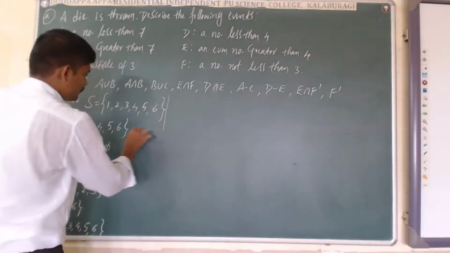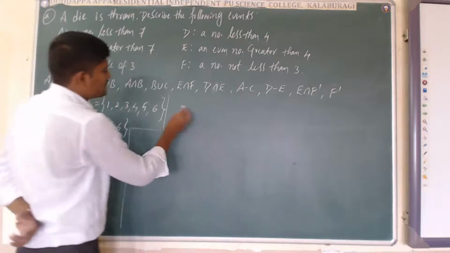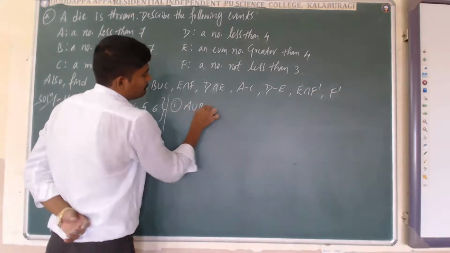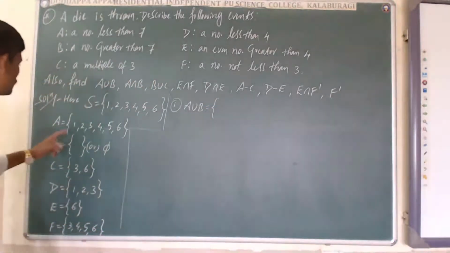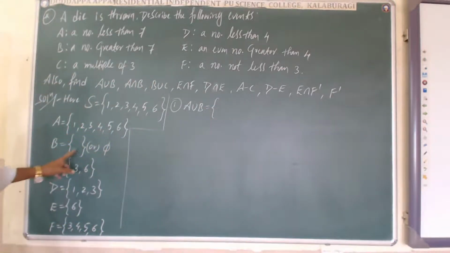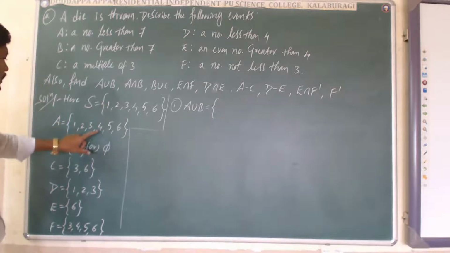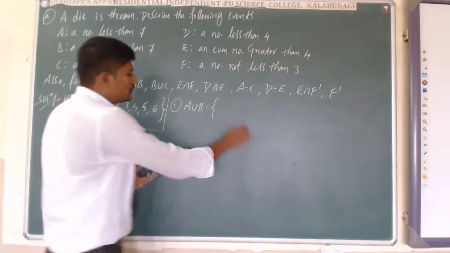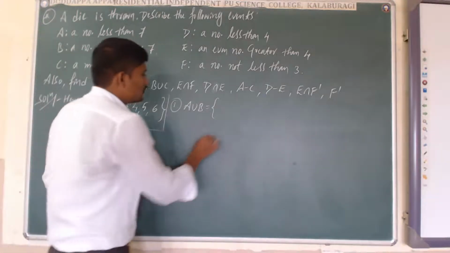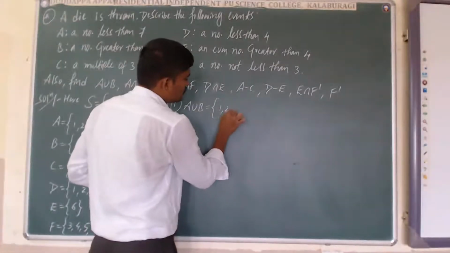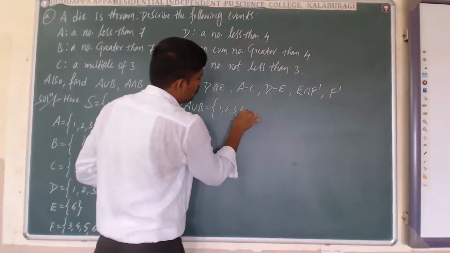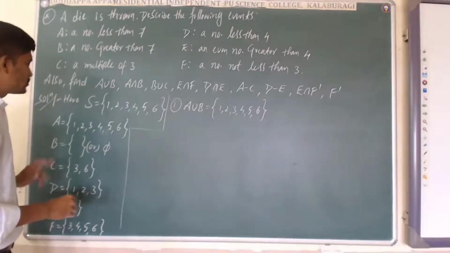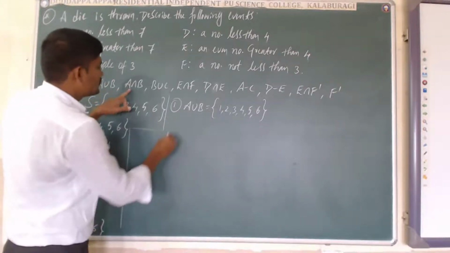So first one. What is A union B? I will write here directly. A union B. A contains 1 to 6, B contains the empty set. So what is the combination of these two sets? Here empty is there, here 1 to 6 numbers are there. In the union operation, we must write 1, 2, 3, 4, 5 and 6. It's over. Next, second one, A intersection B.